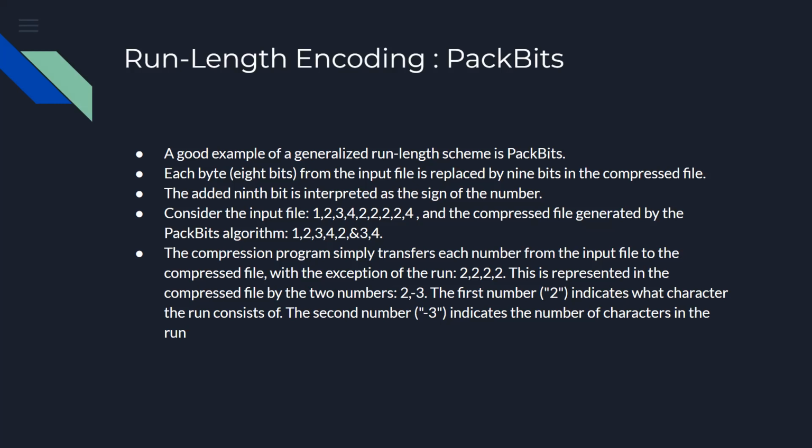So the compression program simply transfers each number from the input file to the compressed file, with the exception of the run 2222. This is represented in the compressed file by the numbers 2, minus 3. So the first number 2 indicates what each character consists of, and the second number minus 3 indicates the number of characters in the run, found by taking the absolute value and adding 1. Next slide.